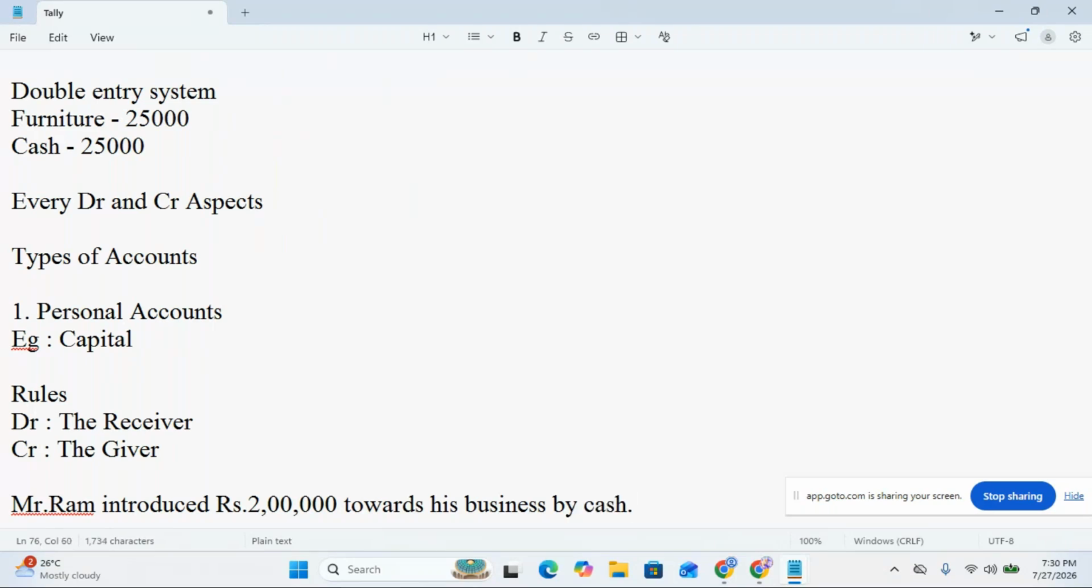Okay. I have taken an example here. Mr. Ram introduced rupees 2 lakh towards his business by cash. Now tell me what is debit and what is credit. Debit is the cash account. Credit is Mr. Ram. Okay. Any other answers?